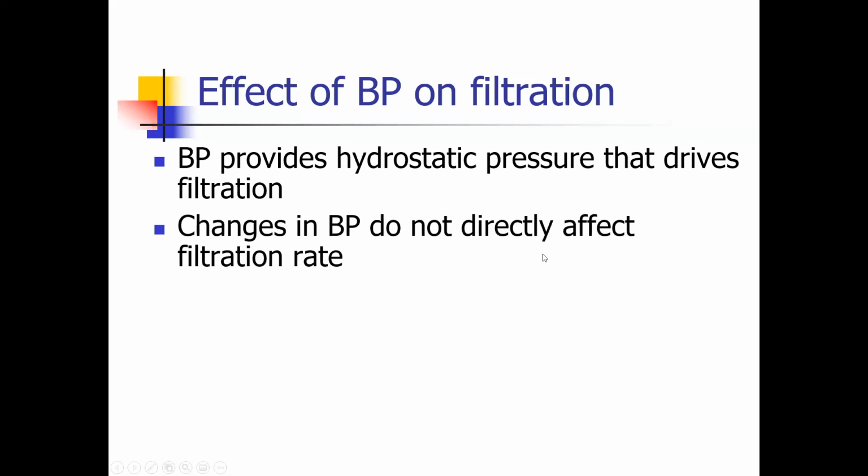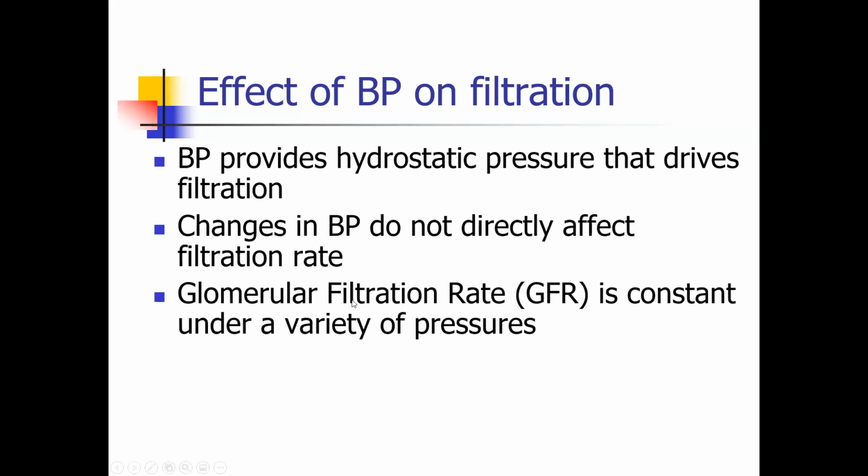Changes in blood pressure do not directly affect filtration rate. Now, this seems counterintuitive because doesn't blood pressure cause filtration? What happens is in the kidneys, it maintains a little local environment in which the pressure of the glomerulus remains constant even under fluctuating pressures. So glomerular filtration rate, that means how much liquid is flowing from the blood into the capsule and then into the proximal convoluted tubule, is constant under a variety of pressures.